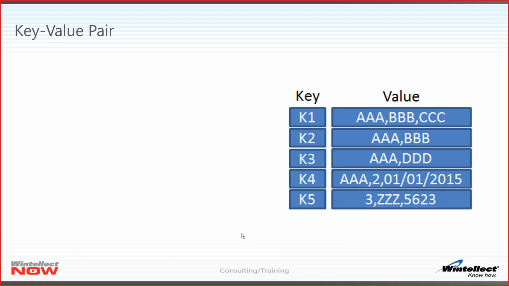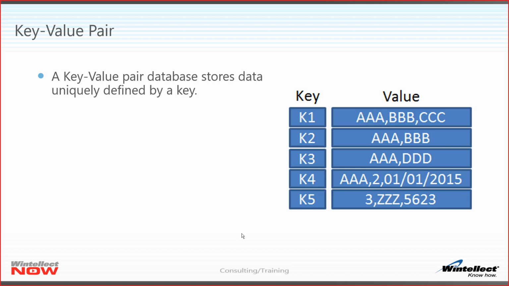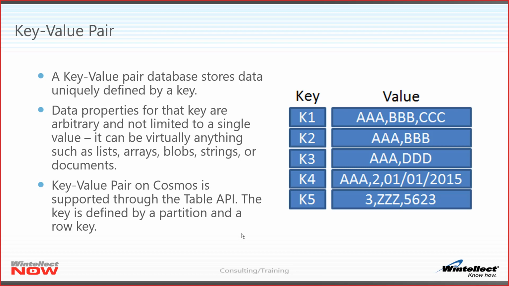Now this is another type of storage that you can do in Azure Cosmos DB. Another paradigm. It's just a strict key value pair database. And this one is not a document database. It's just basically keys and values. Data properties are arbitrary. You can have any number of values in a key. It doesn't care what value you stick in there. Key value pairs are supported through the table API, and you can have any number of keys that are defined as the partition.